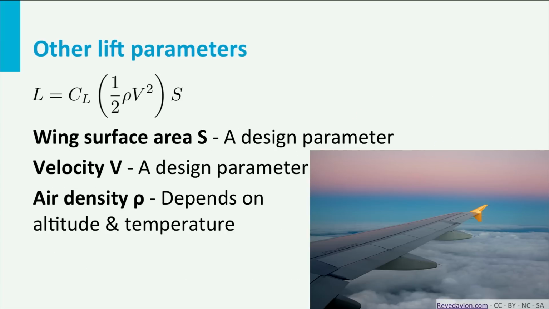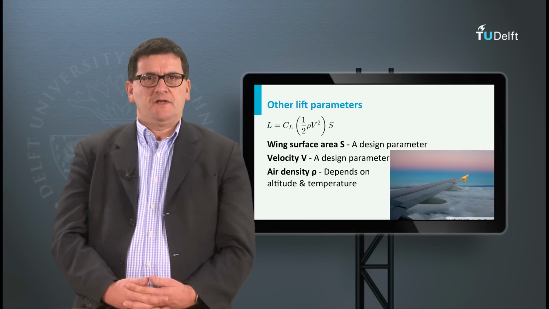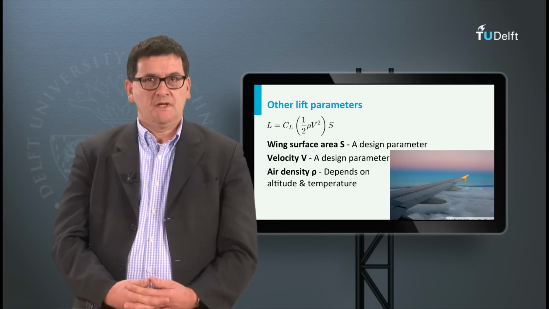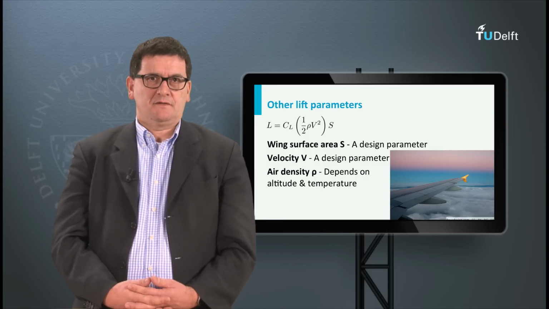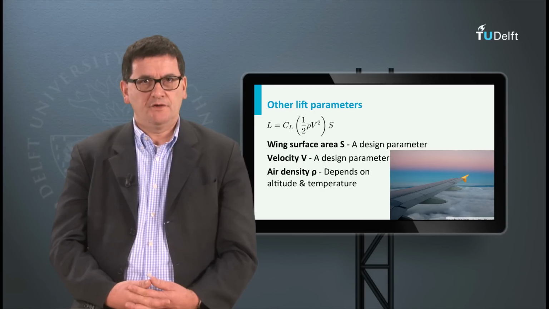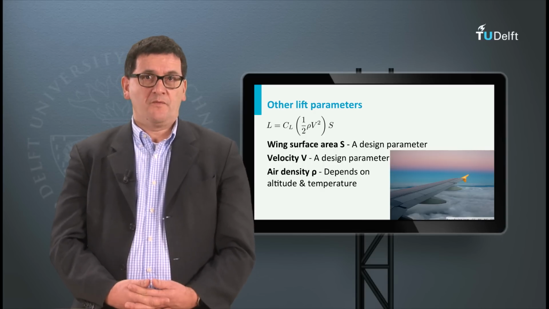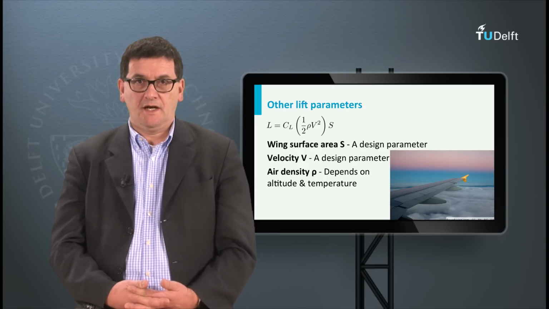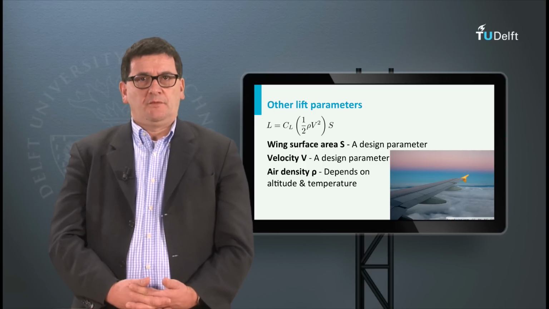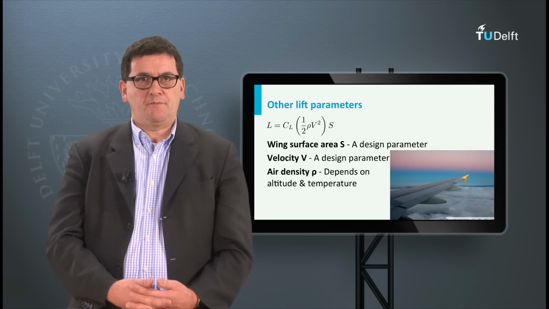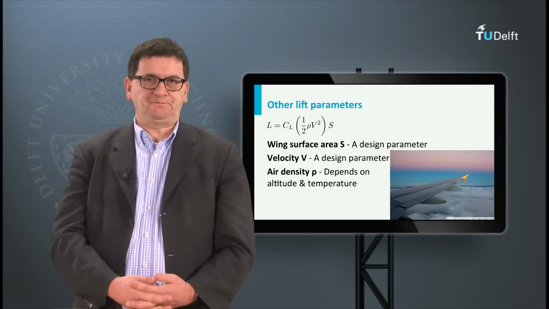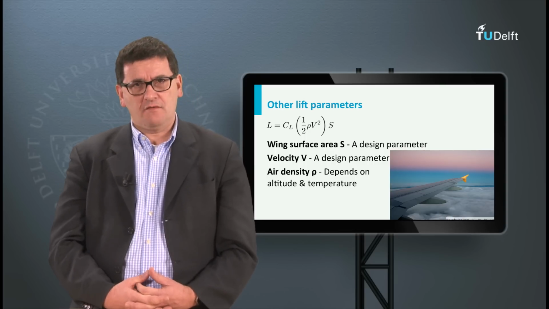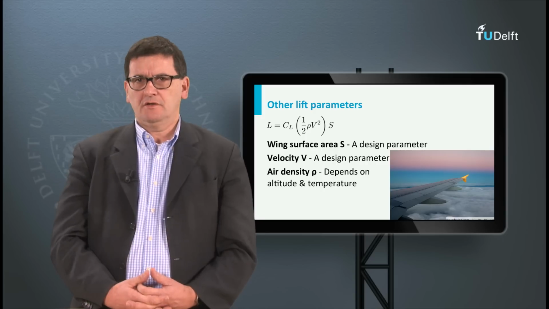Let us return to the formula for lift. The other parameters in the formula are the wing surface area and the velocity or airspeed. Both are typical design parameters. During the design of an aircraft, you need to optimize these values with many others in order to obtain the best ratios between performance, weight and costs. The last variable in the equation is the air density, which depends on altitude and temperature. As designer, by choosing a flying altitude, you can have some, although limited, influence on this parameter as well.